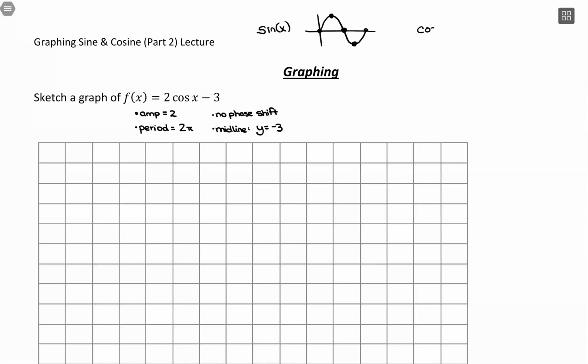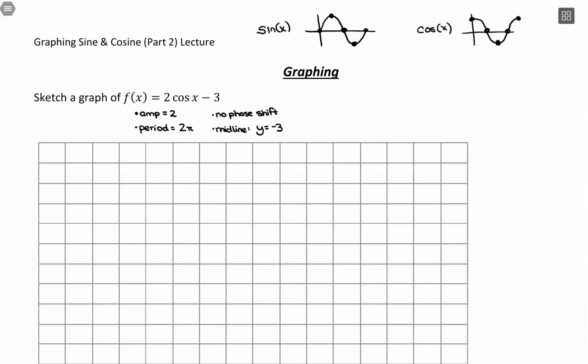And then with cosine, same idea. It's just we start at the peak. So we start at the maximum and then go down and then back up to the maximum. And with that, halfway in between those values is the minimum. Then halfway between there, we're crossing that midline. So I'll be bringing up those ideas and knowing our basic function as we go into this.